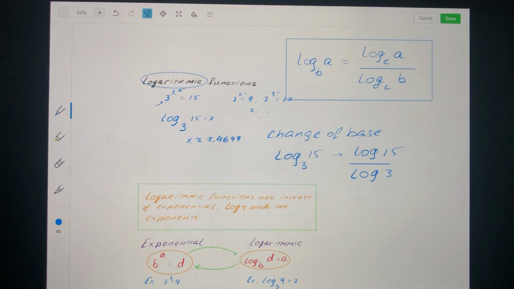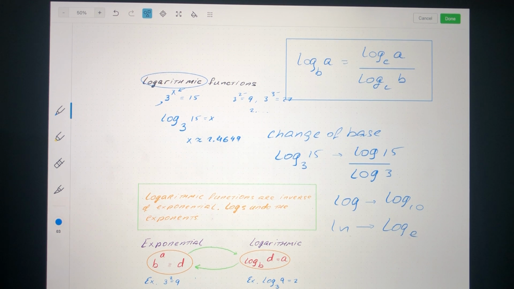So just as a reminder, the two buttons that we have on our calculator are the log button, which means we have base 10, and then the ln button, which is natural logarithm, which is log base e. So these two we have on our calculator. For everything else, we need to use either the change of base formula or the button with a different base.